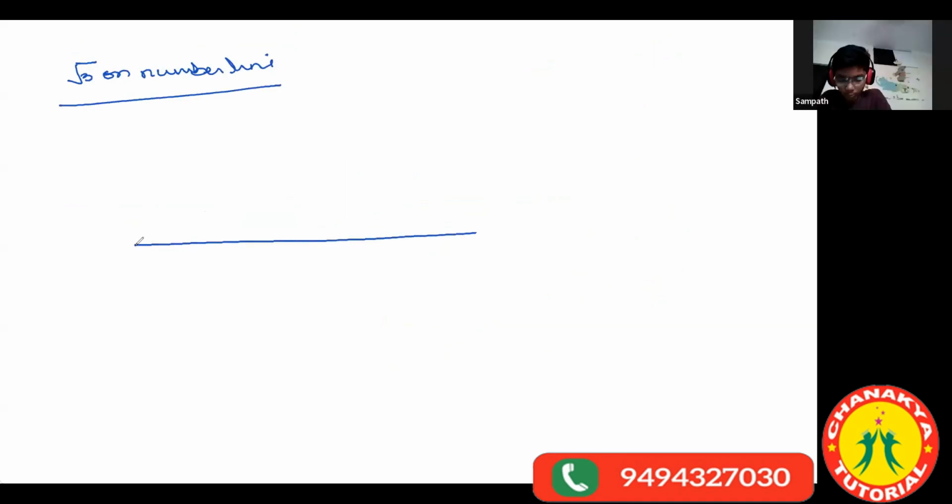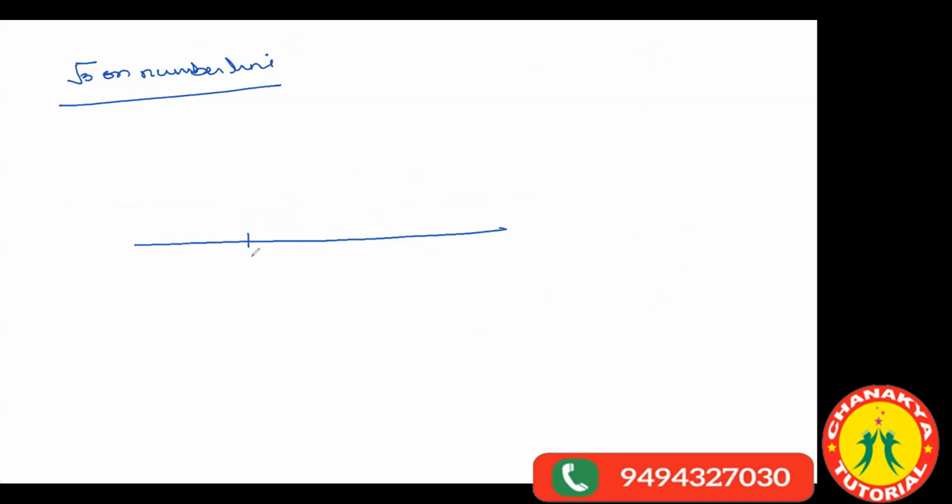Now we will represent root 3 on number line. So first of all, draw number line, children. Draw it first. Again, mark 0, 1, 2, 3. And on the opposite side of 0, -1, -2, -3. All have made? Yes, ma'am.